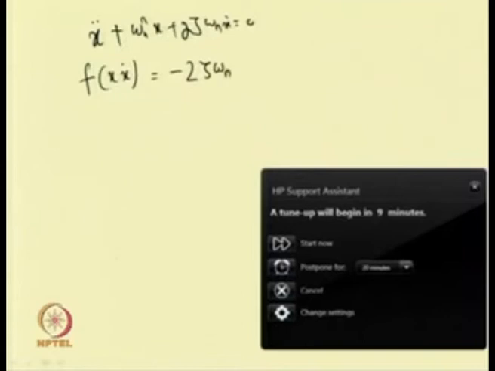Let us take a few examples. Let us take the linear damping case. The equation in case of linear damping will be x double dot plus omega n square x plus 2 zeta omega n x dot equal to 0. So, in this case the function f of x, x dot is nothing but minus 2 zeta omega n x dot.